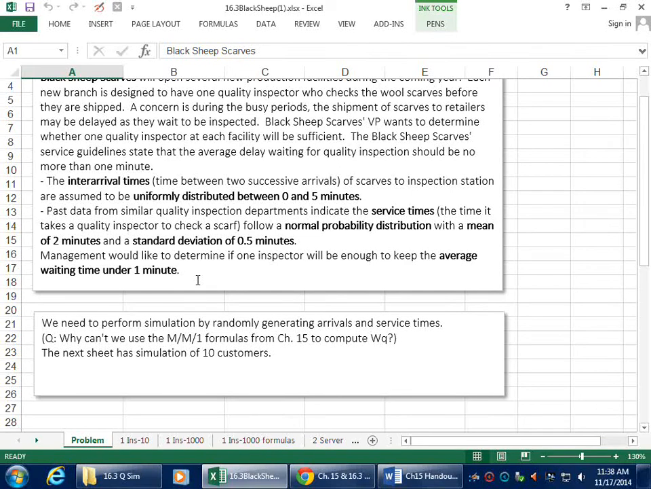You don't want them just sitting around, not making you money. You've got to get them out the door, make money and collect your payment. So you don't have too much inventory of scarves just sitting around waiting. Even though scarves are not humans and they don't complain, we still have to make sure they don't wait too long. So we want to make sure that the average waiting time for the scarves is under 1 minute.